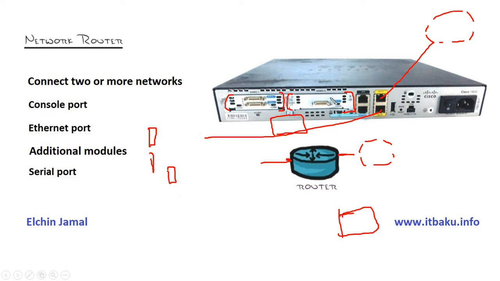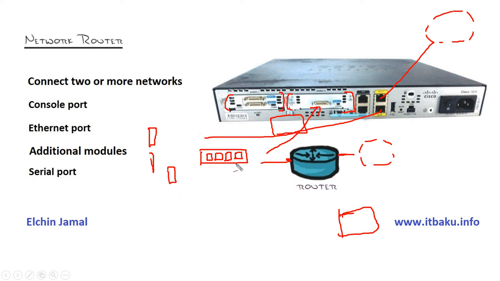We can remove this module and put an additional weak module with additional ports on it. For example, this is our module, this is our weak module. It has 4 Ethernet ports. It's good. We put this module here in the router, and now we have 6 Ethernet ports.